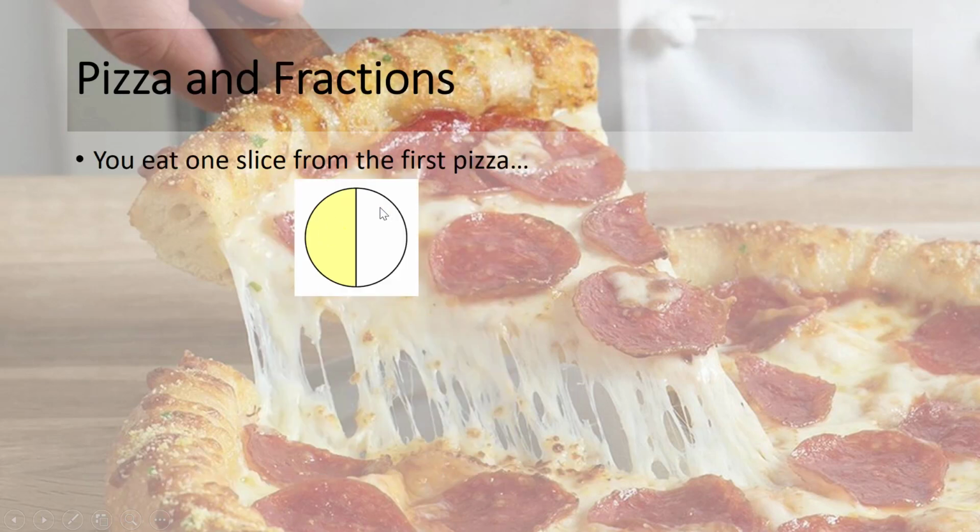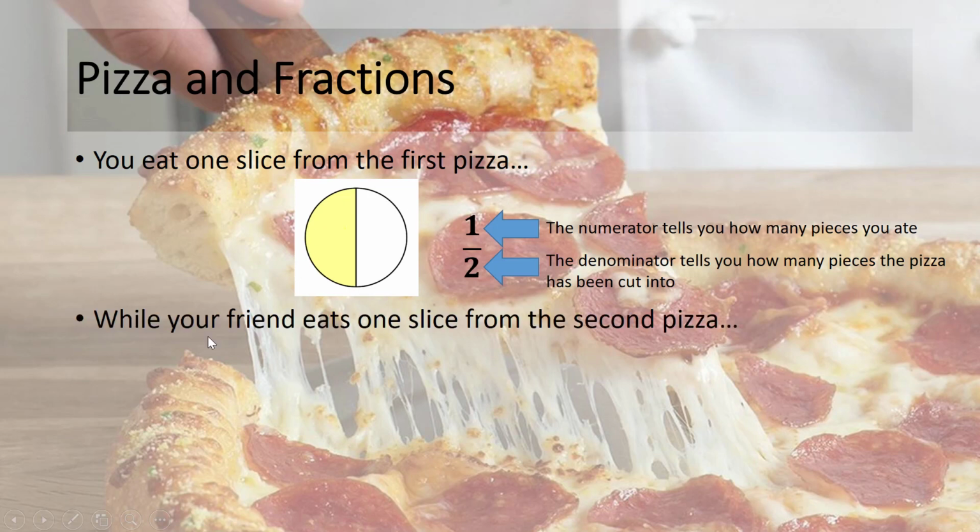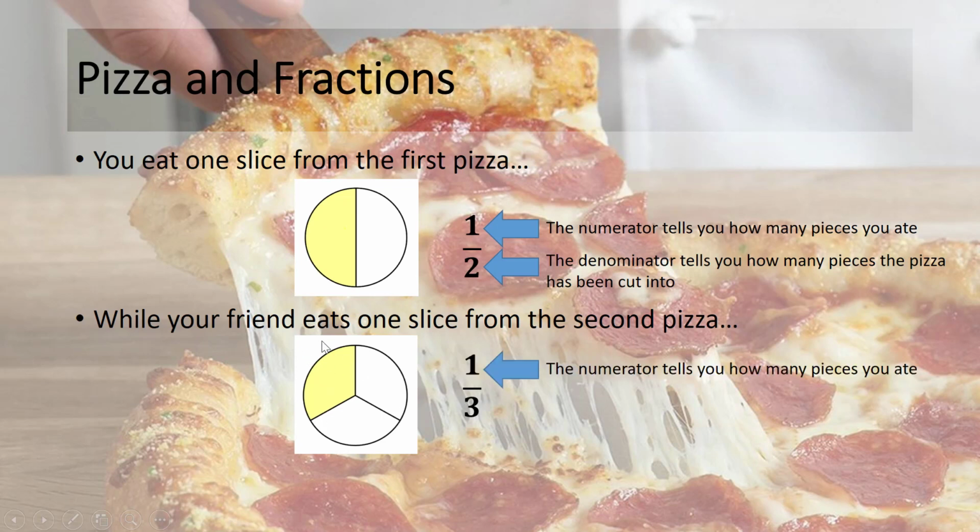Let's say that you eat half of one pizza, or one slice from the first pizza. So again, you eat one slice out of 2 possible slices, or 1 out of 2. Remember, 1 is the number of pieces that you ate, and 2 is the number of equal-sized pieces that the pizza has been cut into. Then your friend also eats one slice, but from the other pizza. Again, the 1 tells us that the person ate one slice of pizza, and the 3 tells us that this pizza has been cut into 3 equal-sized slices.